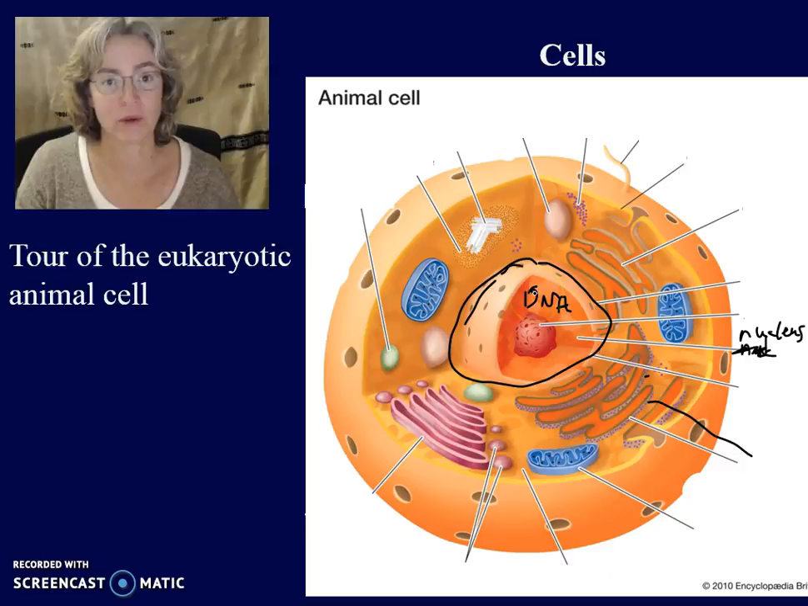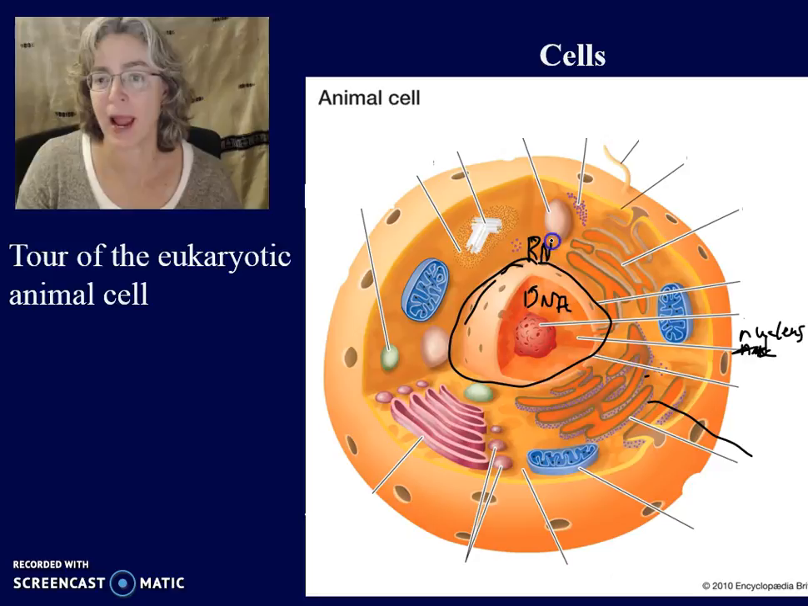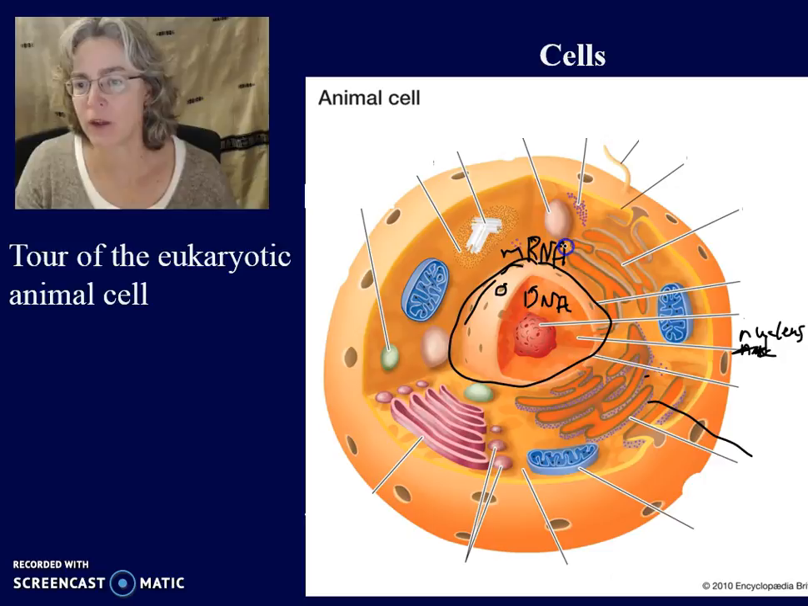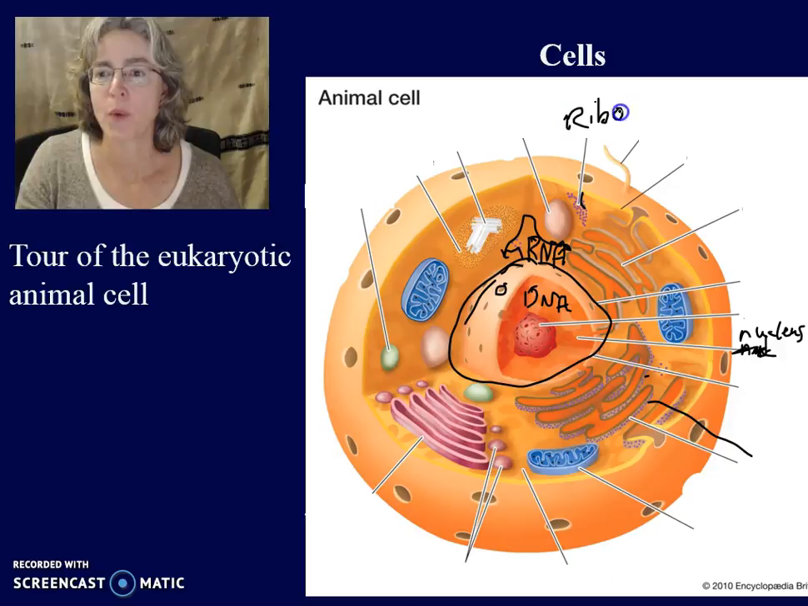outside the nucleus, and that's called an RNA molecule. It's actually an mRNA because it's a messenger. So DNA is in the nucleus. Another molecule called an mRNA is transcribed, and that's the one that leaves out of these nuclear pores. And that RNA then floats around until it finds these structures right here, which are called ribosomes.